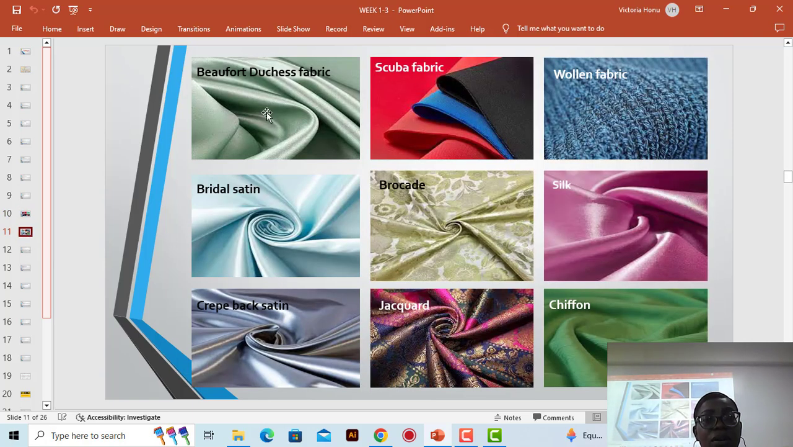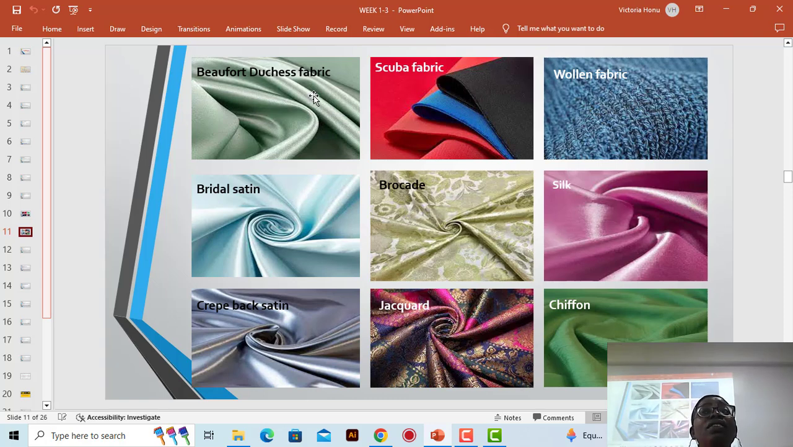Now, we have the Beaufort Duchess fabric. Duchess is also good for bridal. As for us in our country, we all go for Duchess. As for fashion students, once you say, oh, as for now, dear, it is Duchess, anybody says, oh, I want to use Duchess. And if you don't take care, at your fashion show everybody is using Duchess.